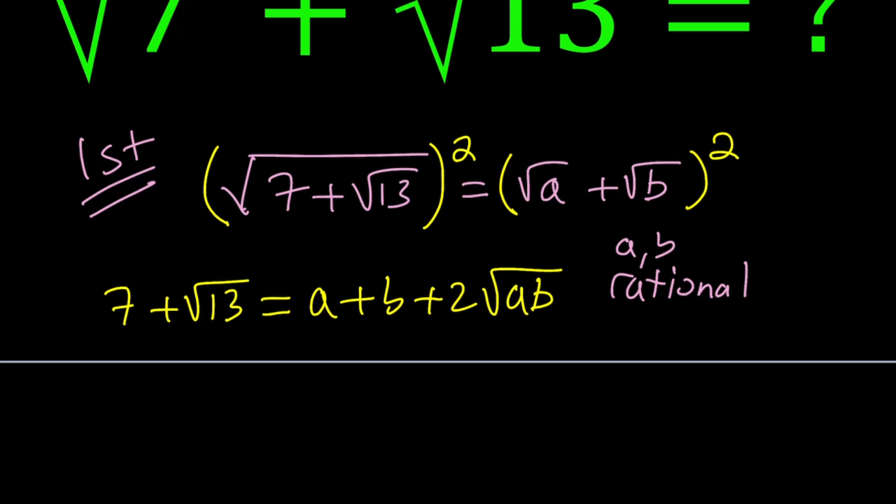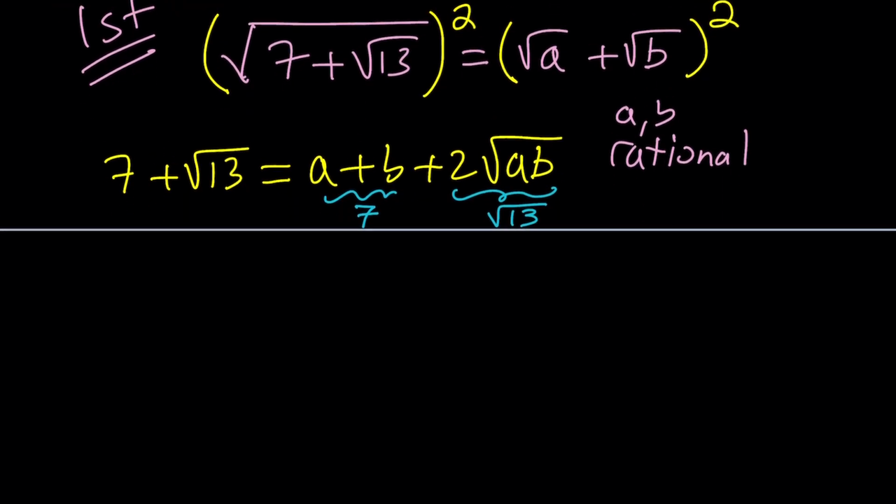So there's a couple housekeeping items. 7 is rational, square root of 13 is irrational. So this number on the left hand side has two pieces, and one of them is rational, the other one isn't. And the same thing needs to happen on the right hand side. So a plus b represents the rational part, and this represents the irrational part. Therefore, a plus b must be 7, and this must equal square root of 13. So we're going to solve a system. Let's go ahead and do it, and then we're going to find the values of a and b. And then let's go ahead and compare it to the second method.